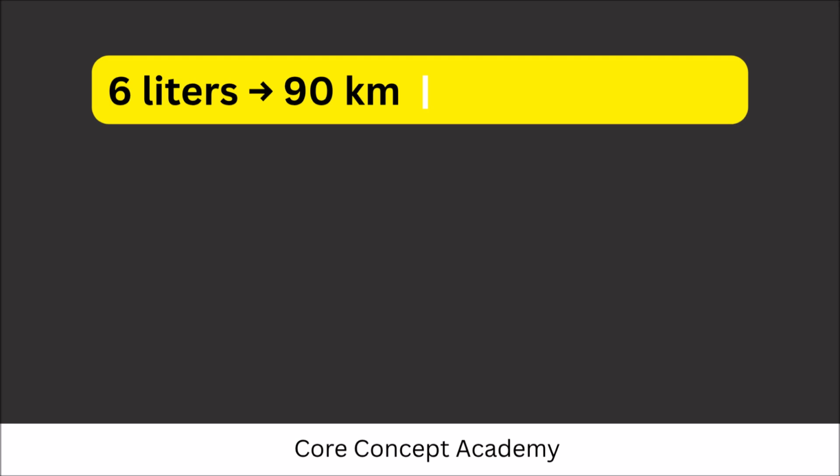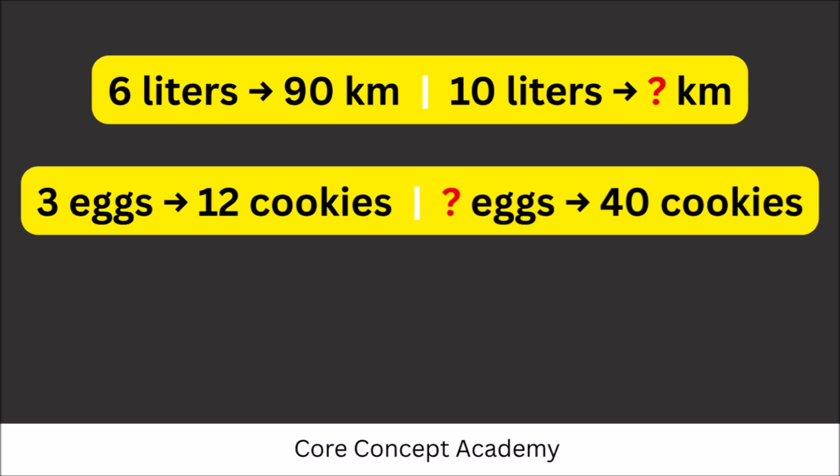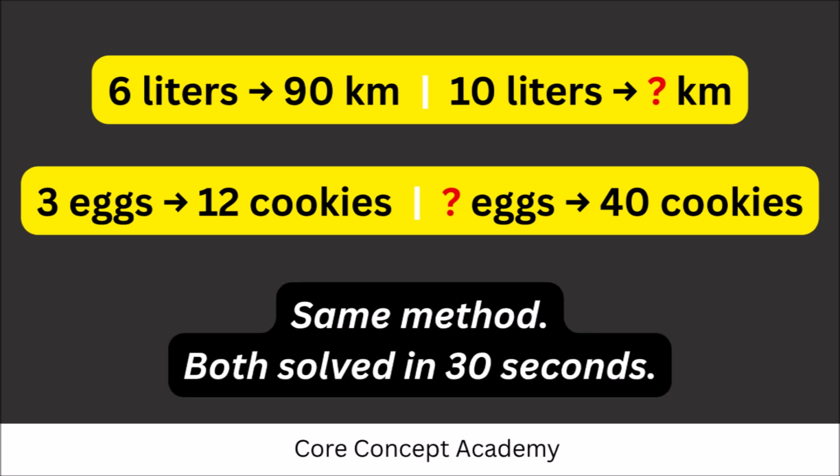A car uses 6 liters of fuel to travel 90 kilometers. How far can it travel on 10 liters? A recipe makes 12 cookies using 3 eggs. How many eggs do you need for 40 cookies? Both of these look like completely different problems, but they're both solved using exactly the same method: proportions. And by the end of this lesson, you'll solve both in under 30 seconds.